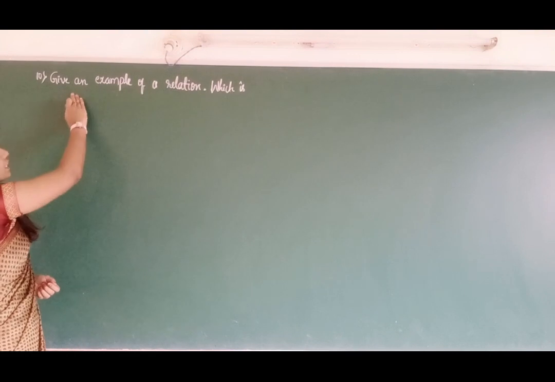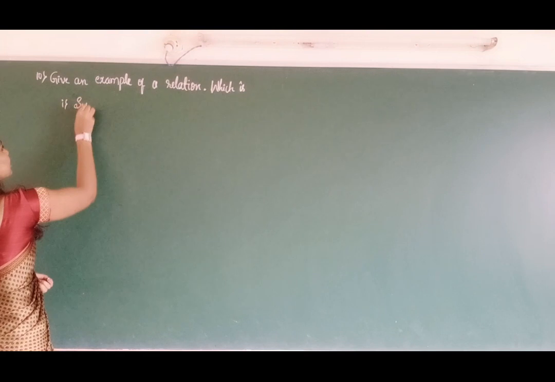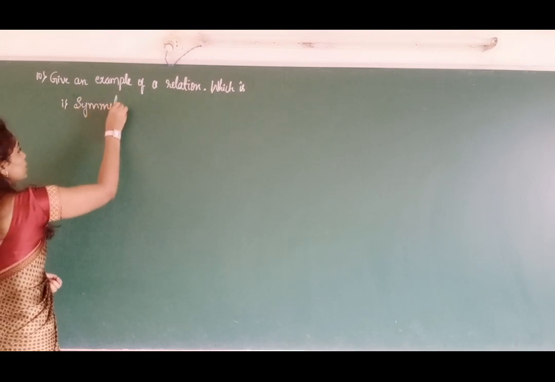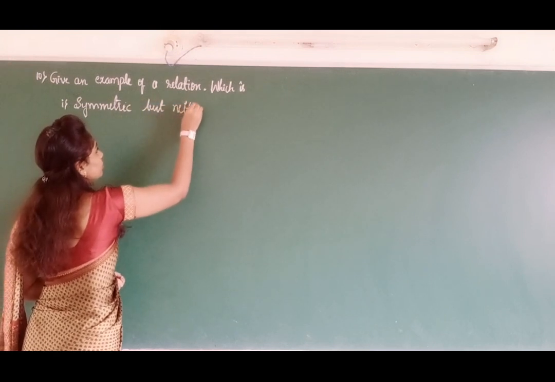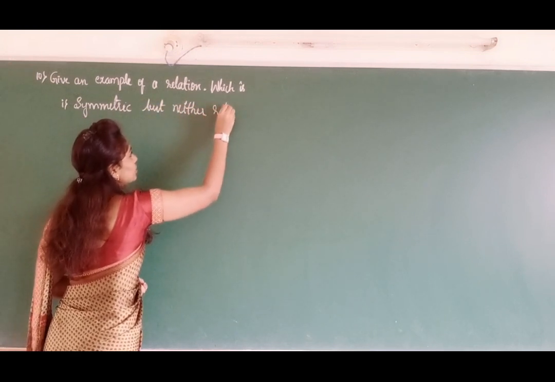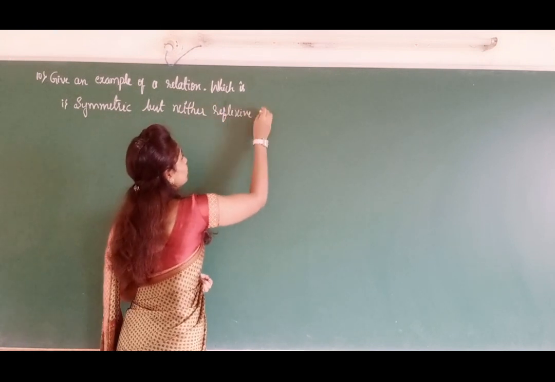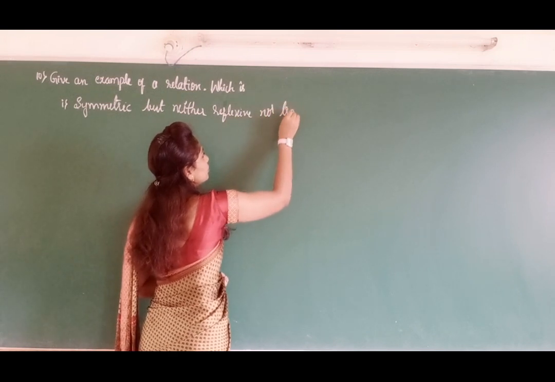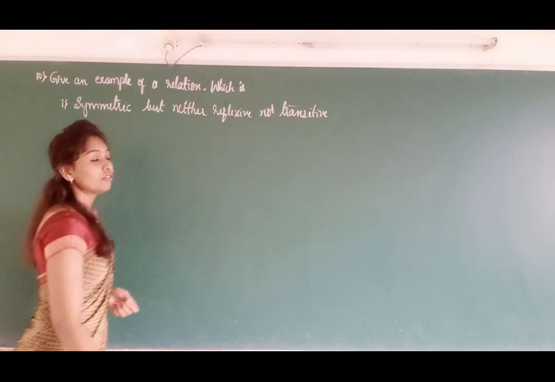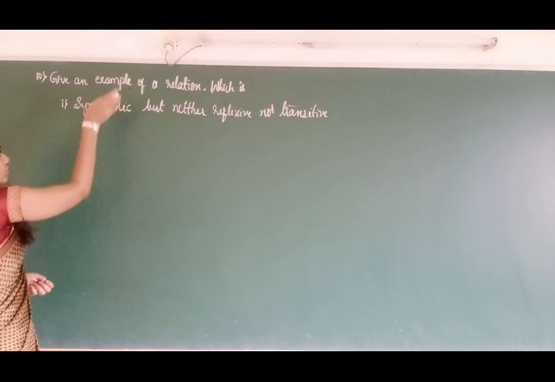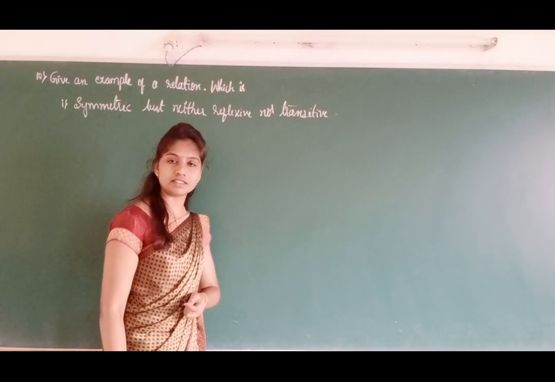The next question is: give an example of a relation which is symmetric but neither reflexive nor transitive. We have to give an example for a relation that is symmetric but neither reflexive nor transitive.